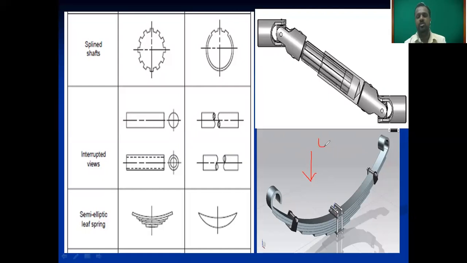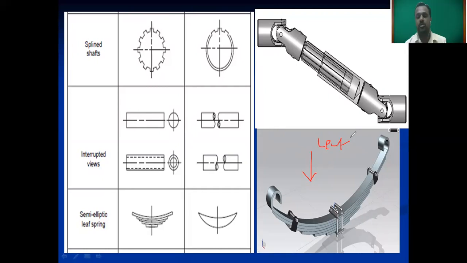But what is the purpose of this spring? Why are we using the leaf spring? What is the application of that leaf spring? Sir, it works like a spring, like a shock-up. Okay, generally we use the leaf spring in the vehicle for the suspension system.